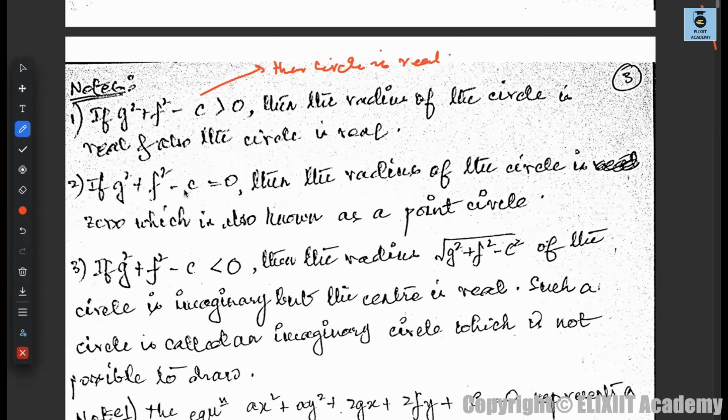If g square plus f square minus c is equal to 0, then the radius of the circle is 0. In that case, the circle is known as a point circle, just a point. And lastly, if g square plus f square minus c is less than 0, then the radius of the circle is also imaginary. But the center is real, we can find it definitely. You cannot draw the circle in the real plane, but it's a kind of imaginary circle.